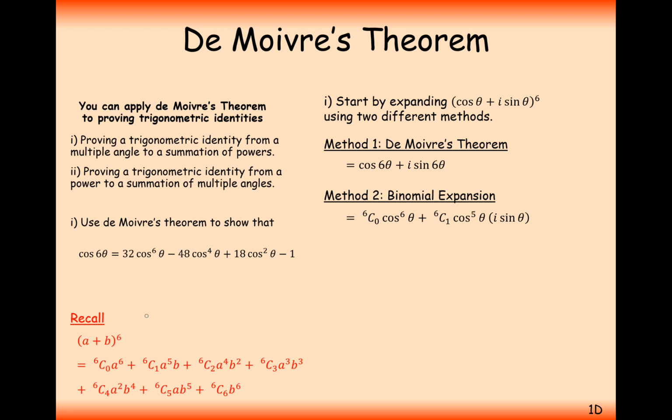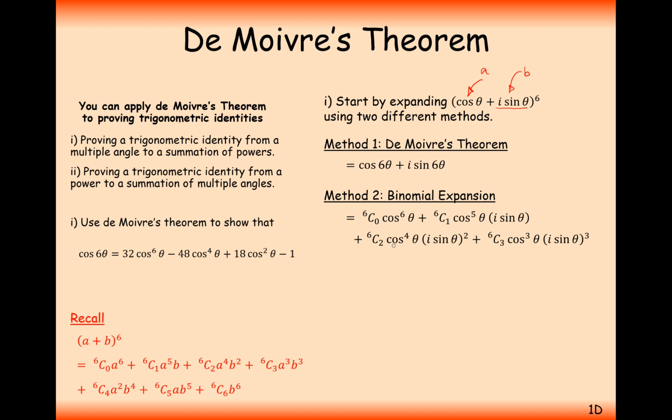So we're going to set a to be cos theta, and i sine theta is going to be b in this expression here. So it's going to be 6 choose 0 cos to the power of 6 theta plus 6 choose 1. We're going up in the choose here. We've gone down in the powers of cos, but up in the powers of i sine theta. It's i and sine theta that make up the component of b when you do (a plus b) to the power of 6. Then we've got 5 more things to go, 7 in total.